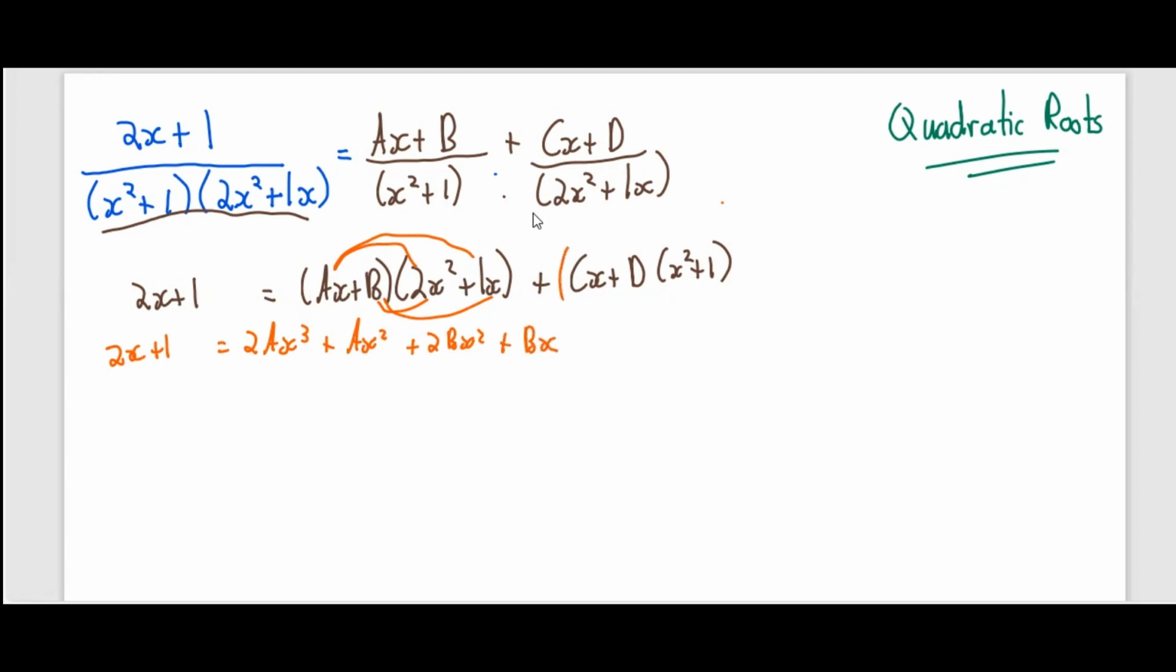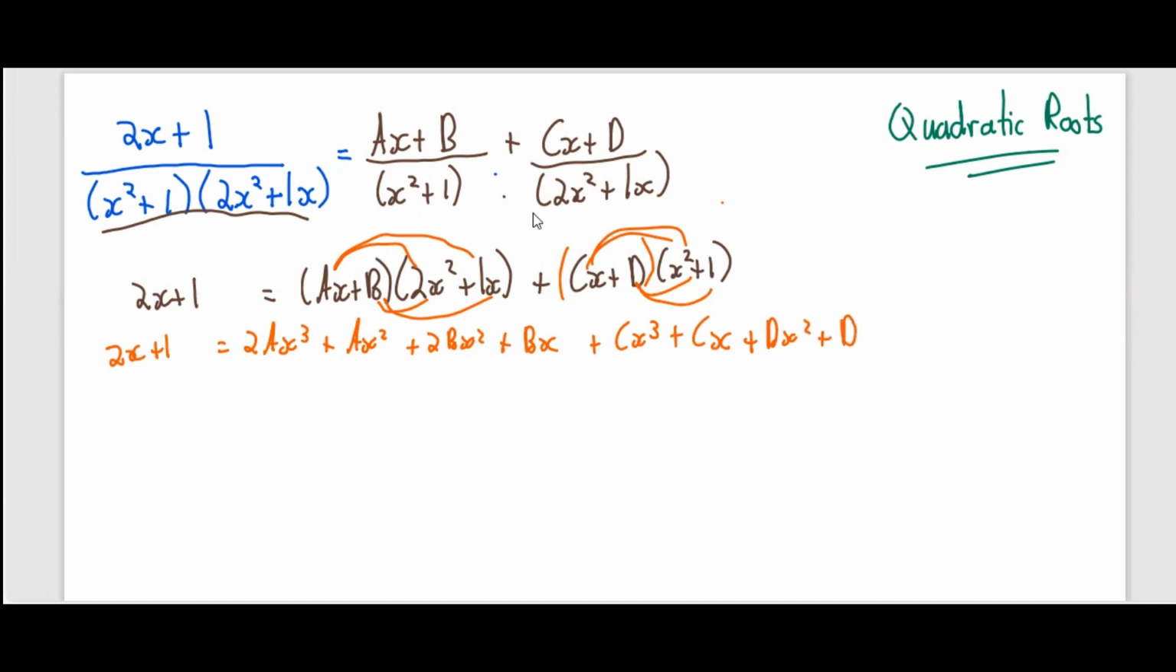Yeah, and then this is the same idea. So cx by this will be plus cx cubed. cx by that will be plus cx. And then this by this will be plus dx squared. And d by 1 will just be plus d.